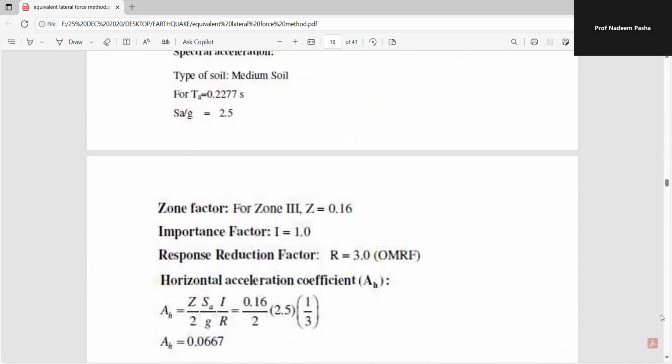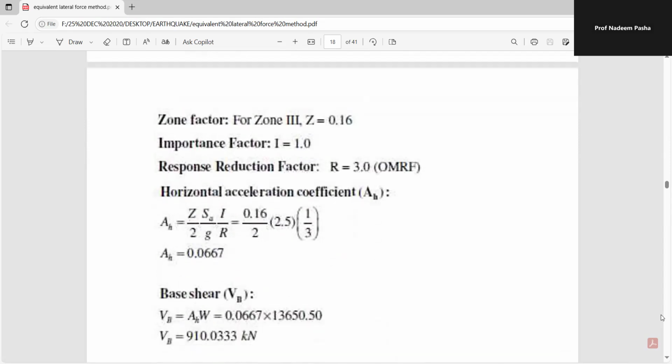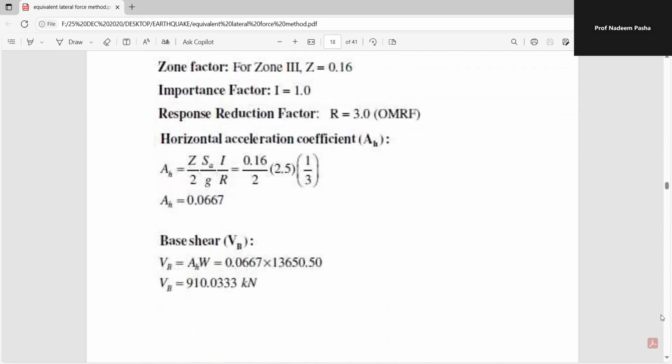Now zone factor for zone 3, Z is equal to 0.16 and importance factor I is equal to 1.0 and response reduction factor R is equal to 3.0 for OMRF building. Now the horizontal acceleration coefficient AH is equal to Z into SA into I divided by 2GR. So it comes out to be Z is 0.16, SA is 2.5 into 1 by 2 into R, that is 1 by 3. So AH comes out to be 0.0667. Now the base shear VB is equal to AH into W. AH is 0.0667 into W is 13650.50. So it comes out to be 910.